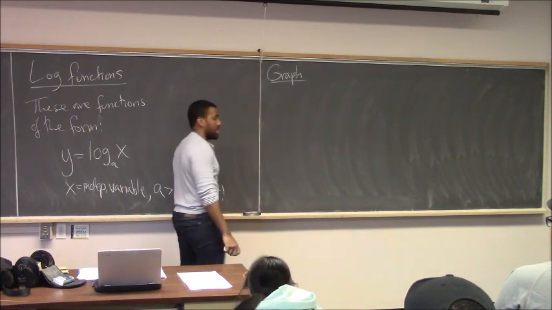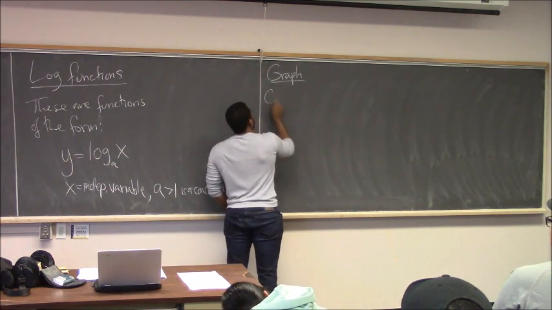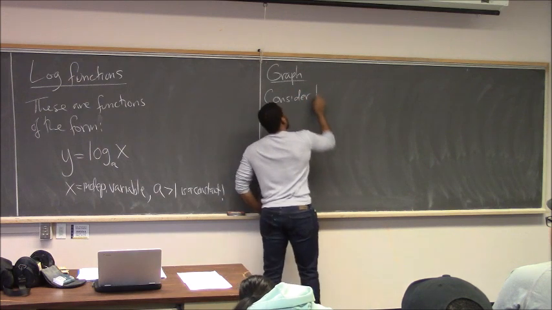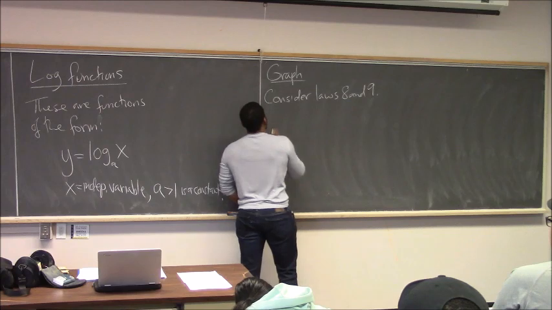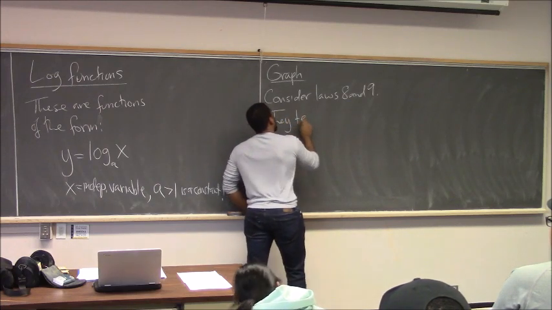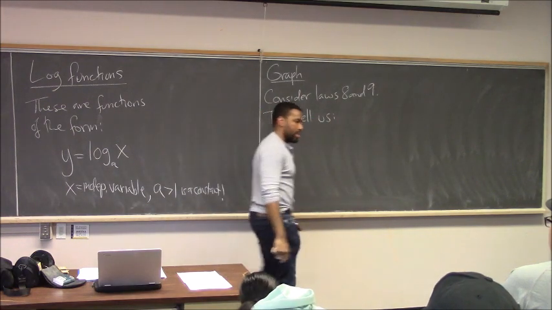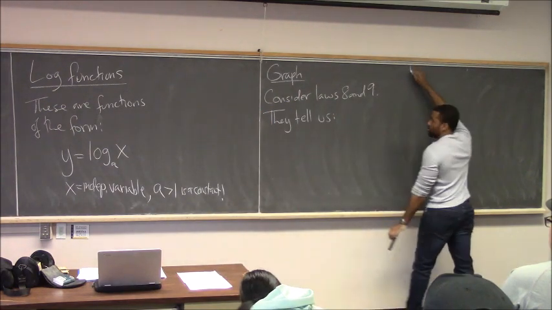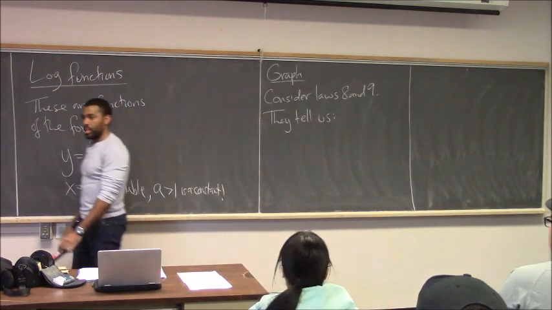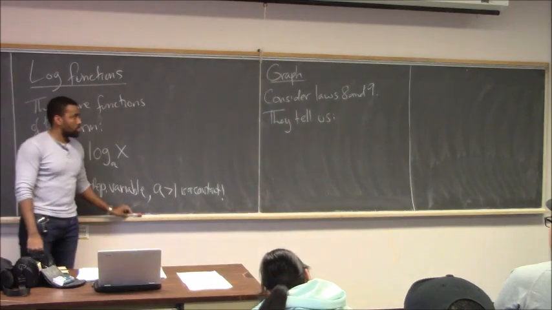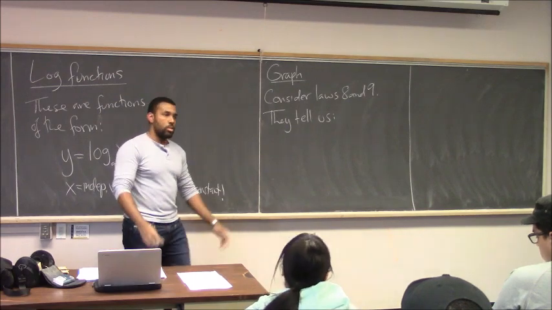So when we're looking at its graph, if you want to figure out what it is, consider laws 8 and 9. What do they tell us? If you were to look at laws 8 and 9, summarize in a phrase what those two laws say. Yeah, they're inverse functions. They're inverses of each other.